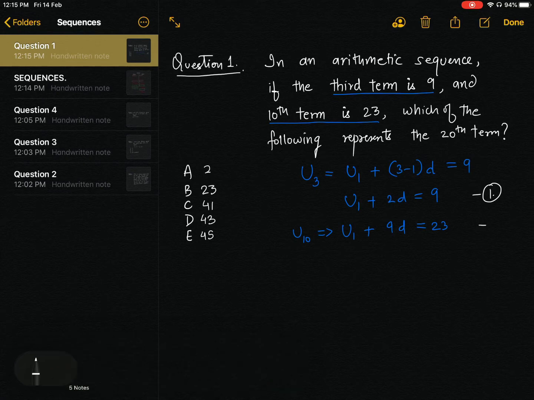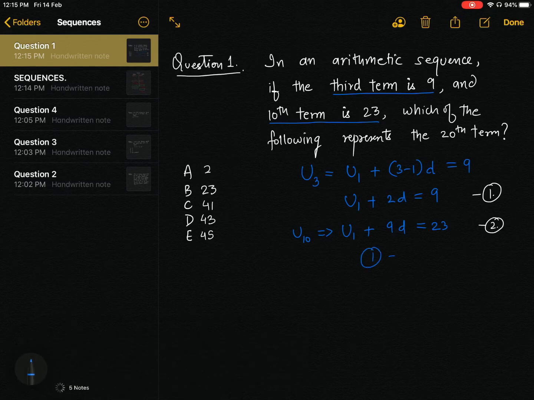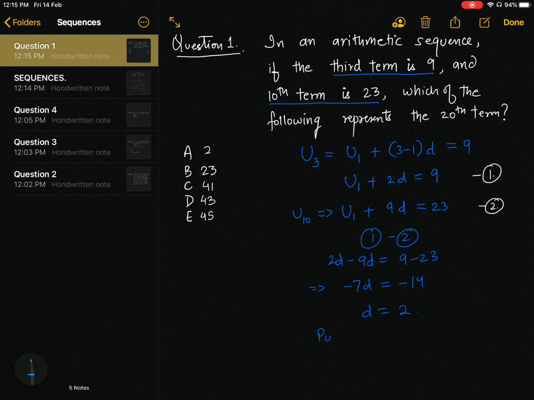Now, if you look at these two equations here, we can solve them simultaneously and we can actually end up subtracting 2 from 1. The result will be 2d minus 9d becomes equal to 9 minus 23, which gets us minus 7d equals negative 14, which gets us d as 2. If d is 2, then putting this information in first equation, I'll get u1 will be equal to 9 minus 4, which becomes 5.